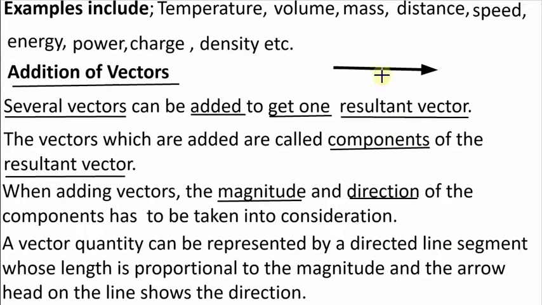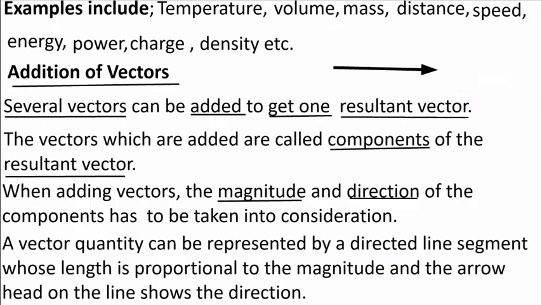So this is a directed line segment, meaning that this line segment we have here has magnitude and direction, where it is facing, like it is facing in the east. We are saying its length is proportional to the magnitude, so this length from here up to here is equal to the size.